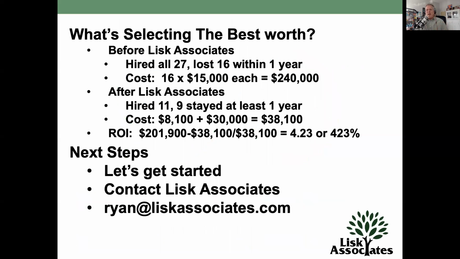And so what ends up happening, right? What's it really worth, or how does that play out in real life? So before using Lisk Associates Selecting the Best process, they hired all 27. They lost 16 within a year. And so that cost of about $15,000 per person times 16 was about $240,000.